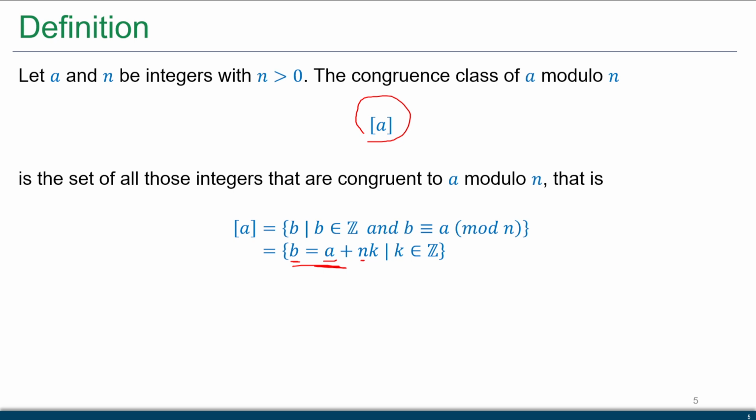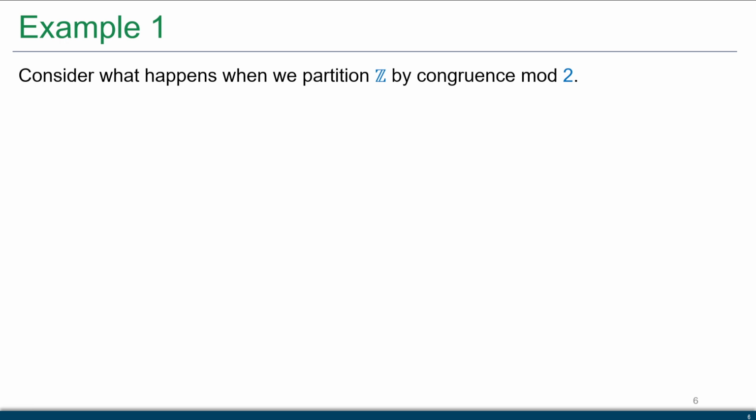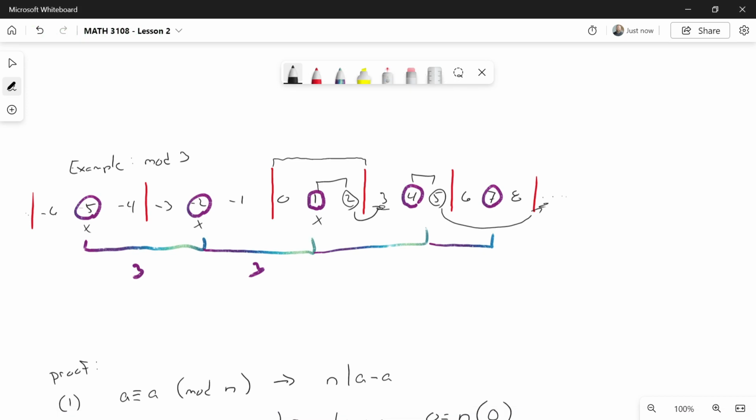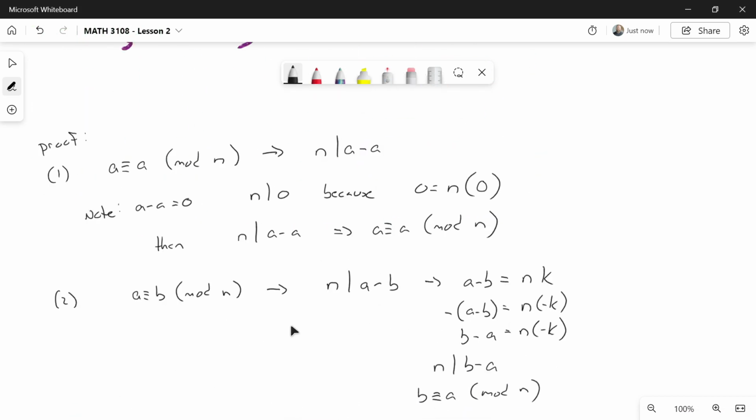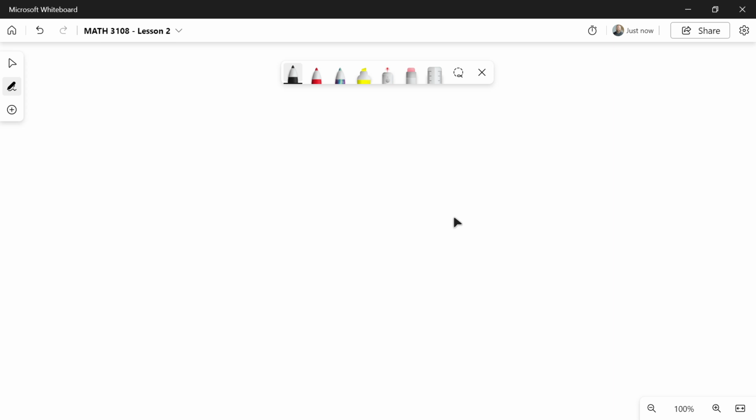So using this idea, let's jump into this last exercise, and this is going to complete the first part of the video. So for example 1, we want to consider what happens when we partition Z by congruence mod 2. Let's bring all this up here. So this is example 1, or exercise 1. All right, so we're doing this congruence mod 2.